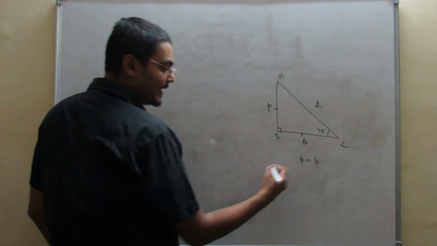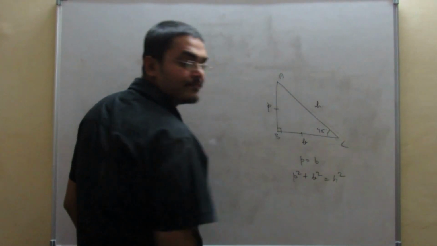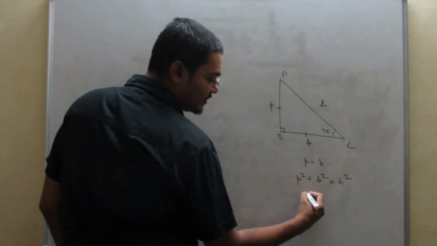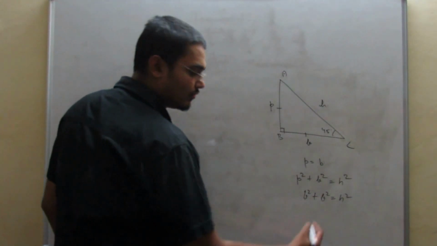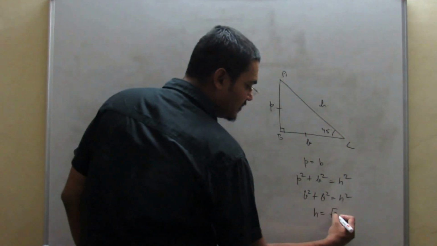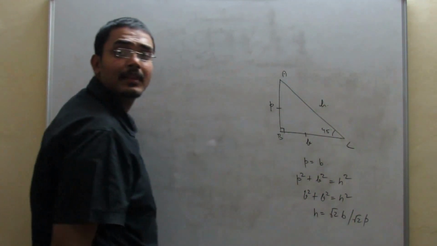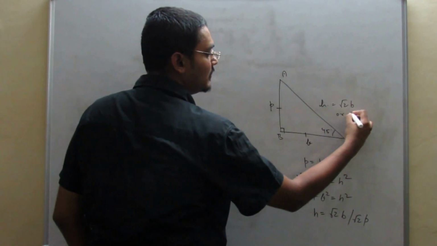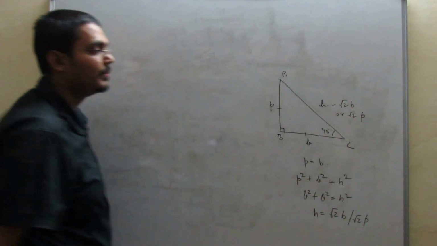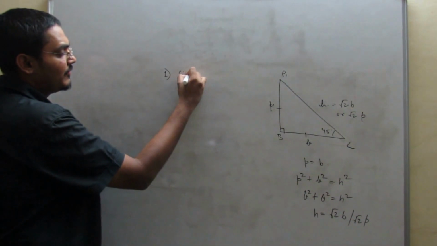If I apply Pythagoras theorem, I get p square plus b square as h square. I have p is equal to b, so I get b square plus b square as h square. So what I get? H is root 2b or root 2p, any of them. So h is root 2b or root 2p. So let's talk about our first ratio, sine 45 degrees.